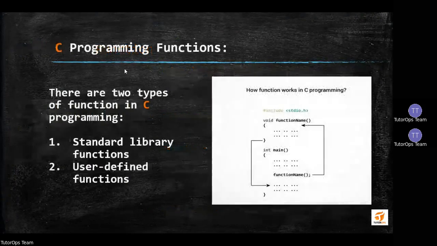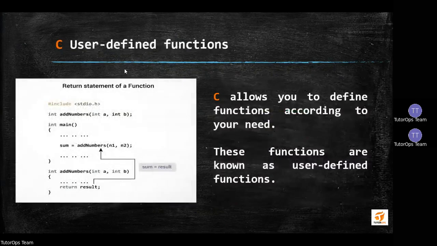Now let's go for some C programming functions. There are two types. There are standard library functions, and another one is user defined functions. How does a function work in C programming? It's already explained to you in the previous slide with code.